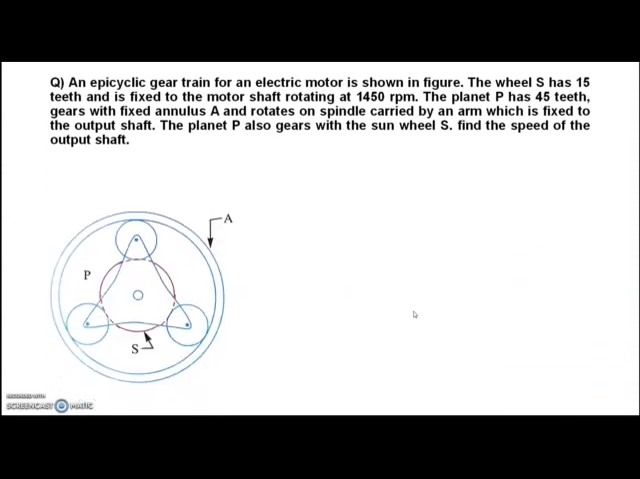This is a very interesting question. Planetary gearbox, widely used especially in cranes. So this is an epicyclic gear train of an electric motor, as shown in the figure.